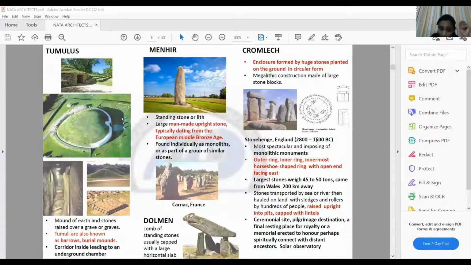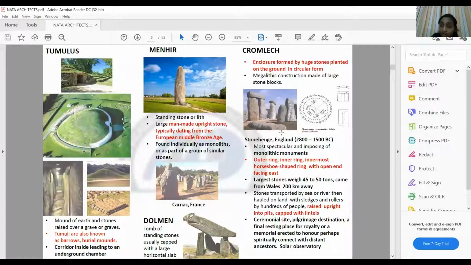One of the important concepts that these people used was the trabeated style of construction. The inspiration is taken from the dolmens themselves, where you have vertical posts and a horizontal member. That was also referred to as the trilithons in the Stonehenge monument. Even to date, we don't know the actual purpose why it was constructed. It is believed to be a ceremonial site, a pilgrimage destination, or a final resting place for royalty. It was also used as a solar observatory.